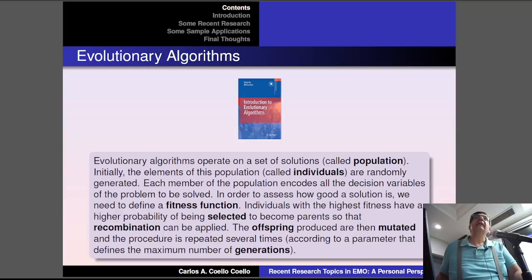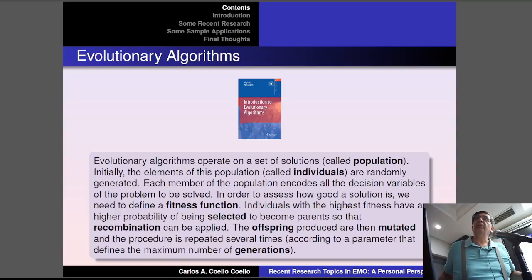So in general, these algorithms operate in a very simple way. First, we generate a set of individuals, that's how we call them. Each individual contains all the decision variables of the problem. And at the very beginning of the search, they are generated randomly. Remember, these are stochastic algorithms, so we rely on the use of random numbers. So this is the population. We generate 50, 100, 200 solutions. These are our initial individuals.